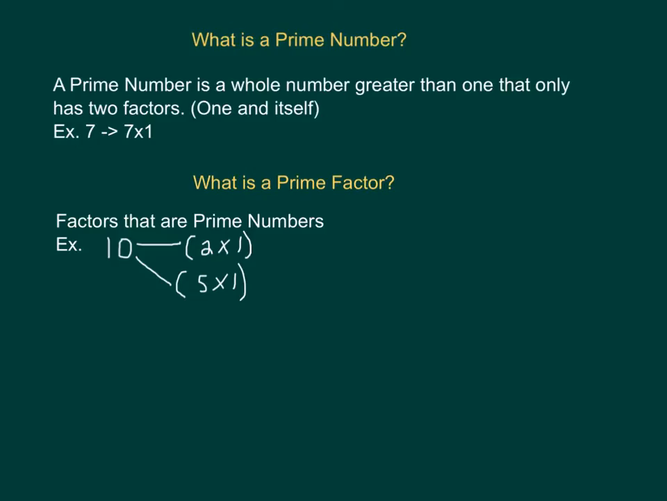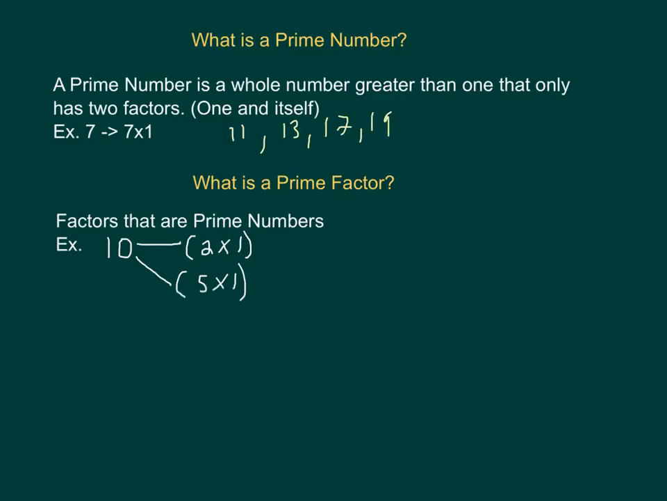Now, what is a prime number? Well, that's defined as a whole number that's greater than 1 that only has two factors, 1 and itself. So you can see here, 7: the only things that multiply to make 7 are 7 and 1. So that's a prime number, just like 11 would be, or 13, or 17, or 19, and so on, because those numbers have nothing that can multiply into them except for themselves and 1.